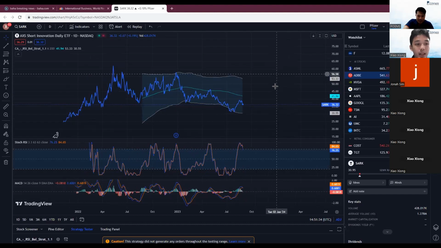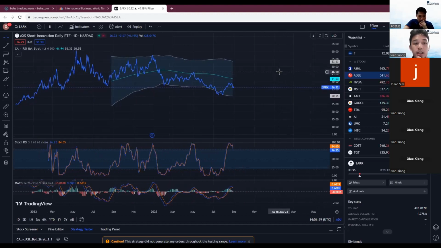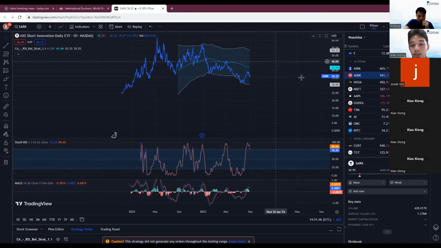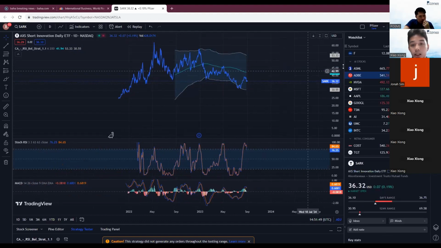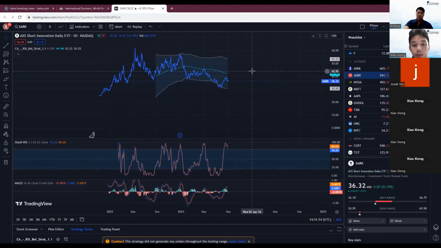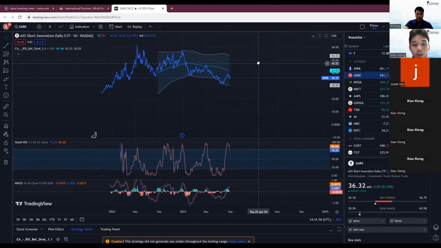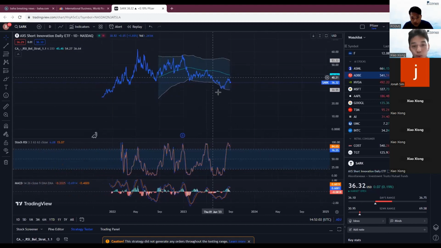So okay, looking at this AXS Short Innovation Daily ETF. I am not too sure what this is. Seems like it's going downwards for the next few days. Let me check. Yeah, likely it's a downward trend. Currently it's overbought and price is reaching the lower low. So is it a good time to enter? I'm not too sure about the future.